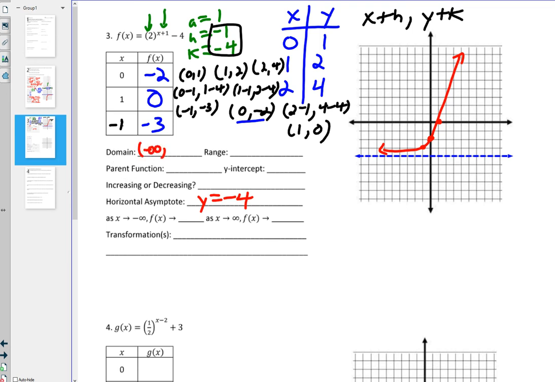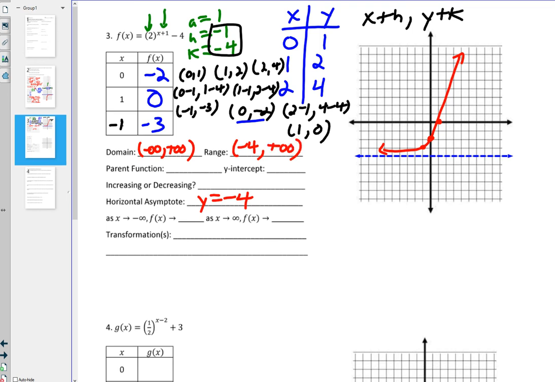Right. Range. No, not negative infinity. Remember, it's just low to high. How low does that graph go? That graph is not going all the way to negative infinity. Yeah, -4, good, and it's not touching it, so -4, comma. How high does it go? Good.